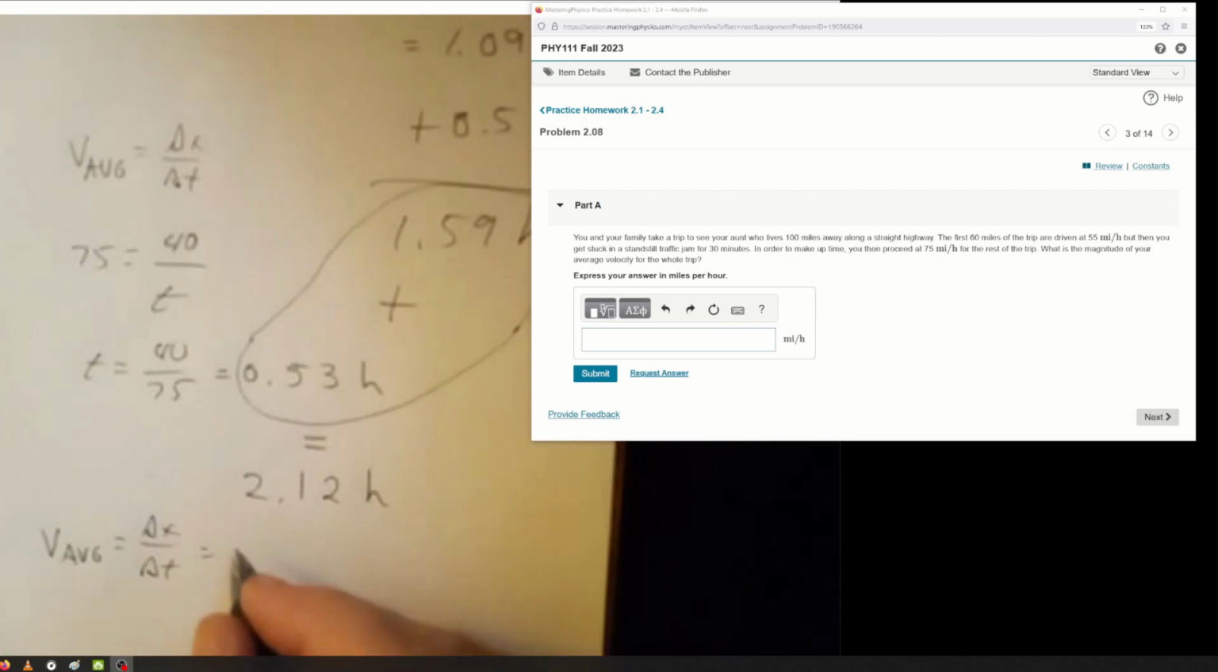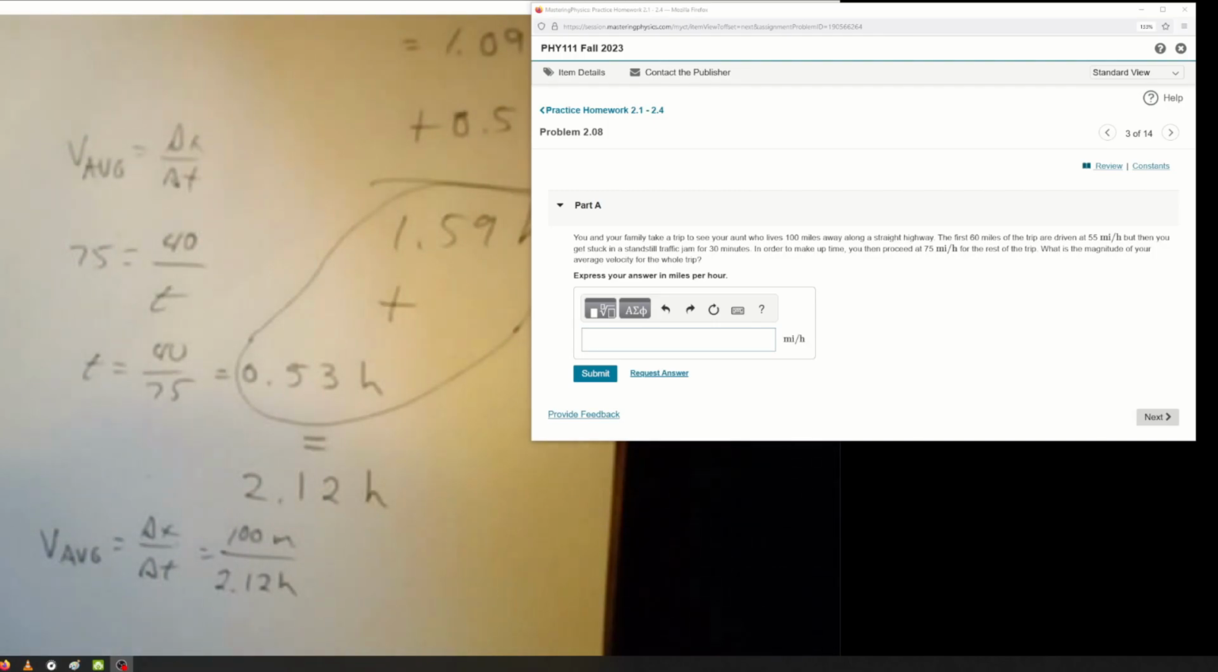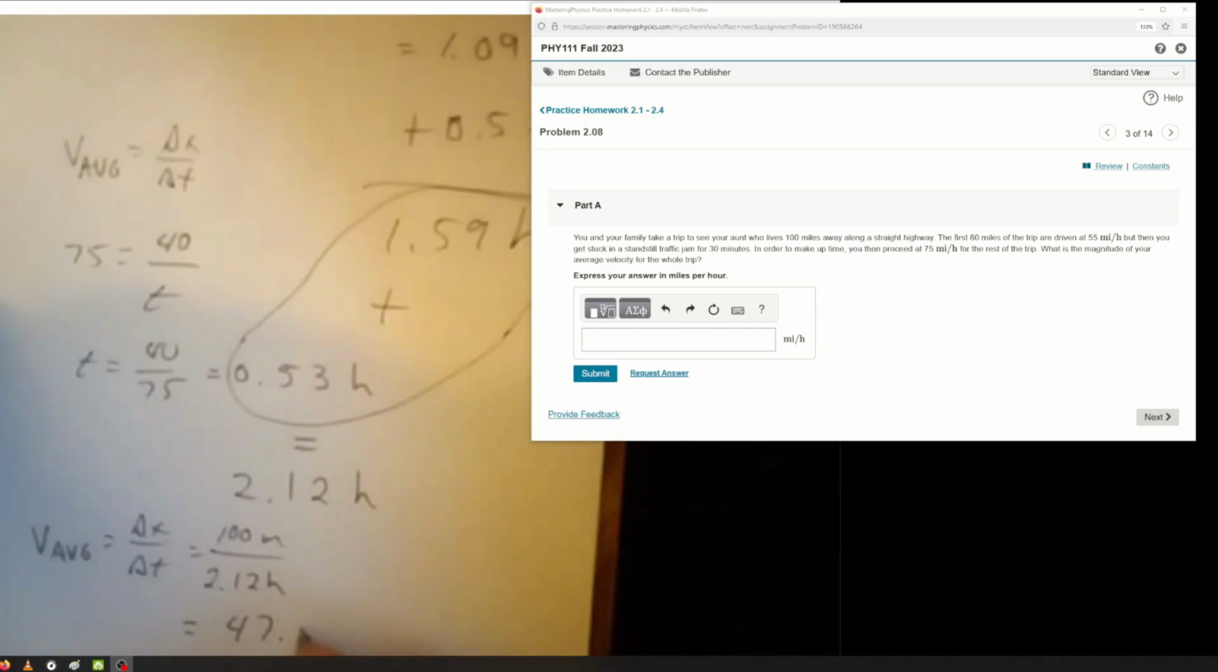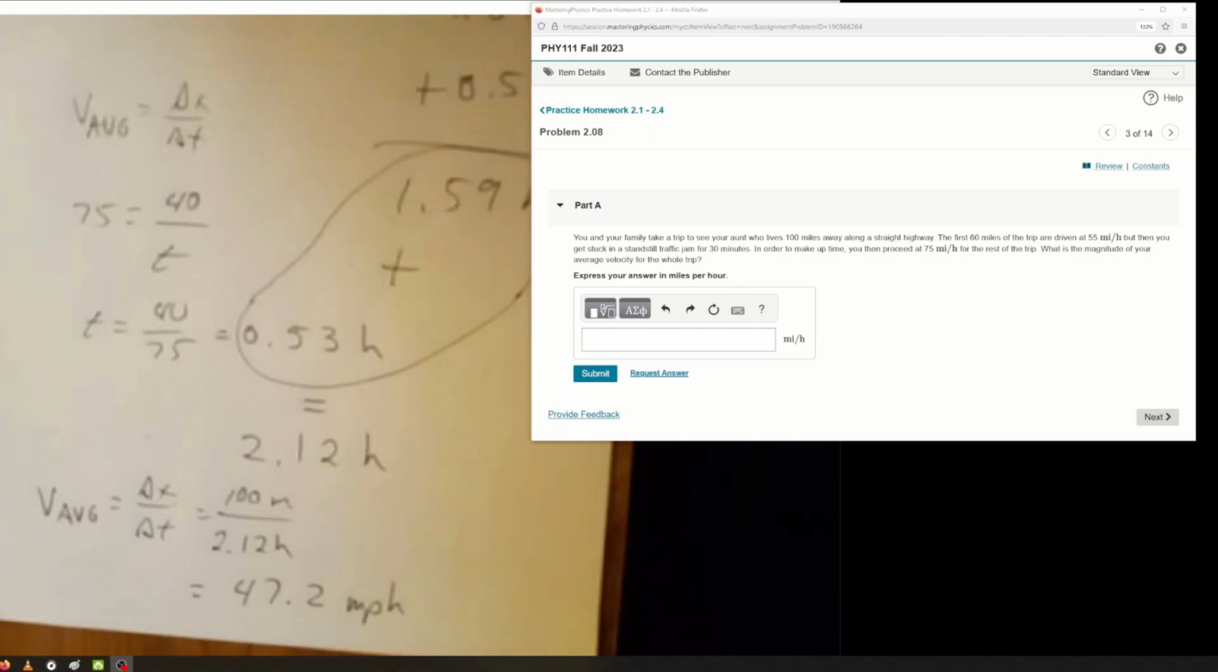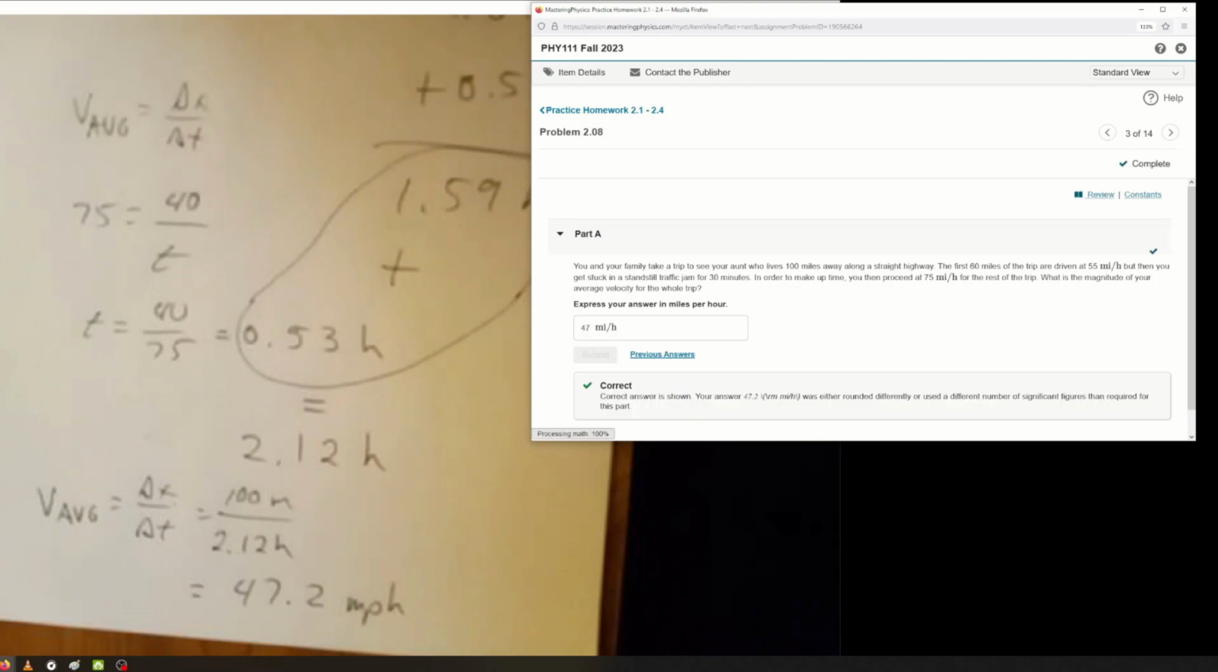Well, the whole trip was 100 miles, and it took us 2.12 hours. So we averaged about 47 miles per hour. So when we stopped there and took our rest, that was a half hour of just zero velocity. So that brought our average down a lot.